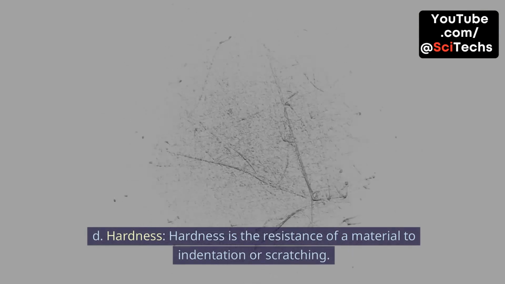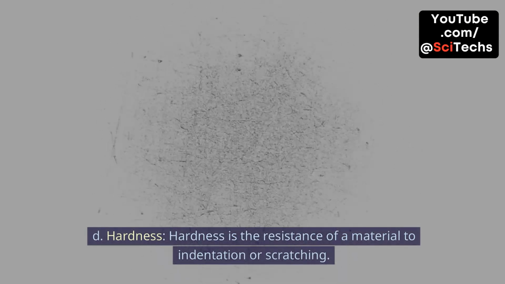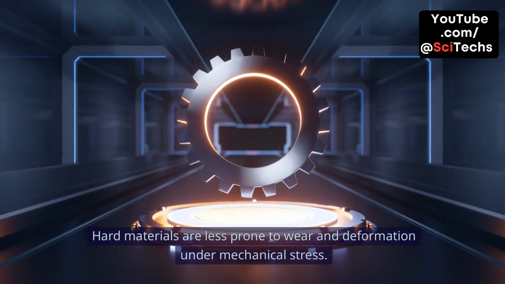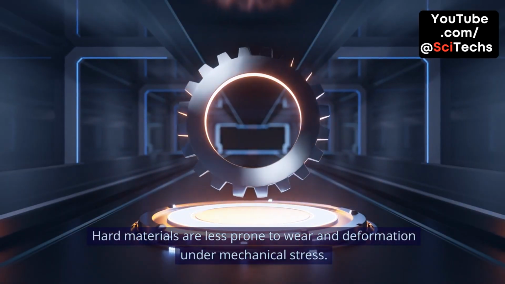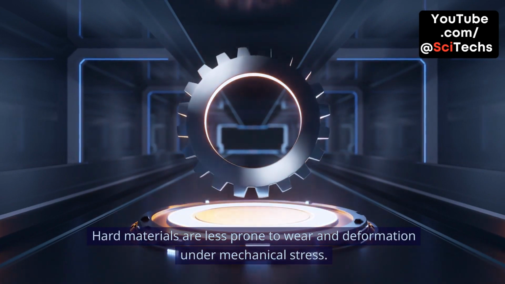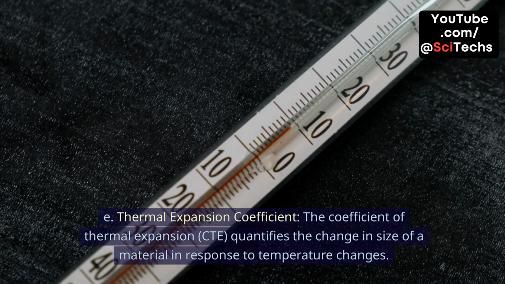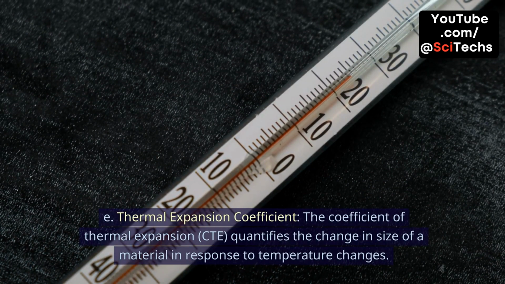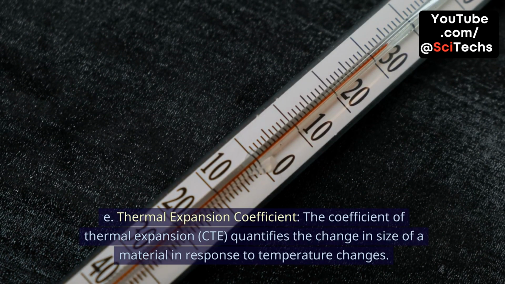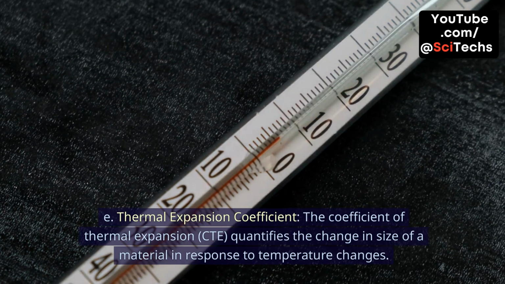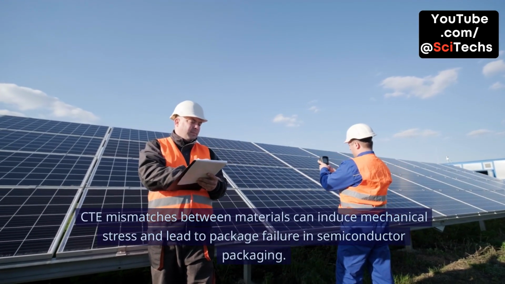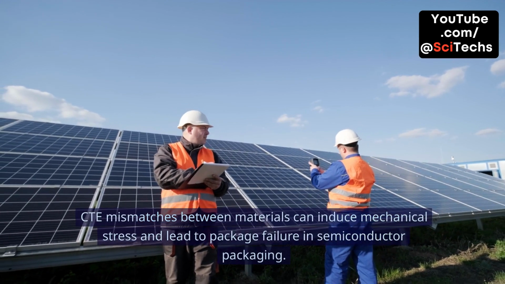D. Hardness. Hardness is the resistance of a material to indentation or scratching. Hard materials are less prone to wear and deformation under mechanical stress. E. Thermal expansion coefficient. The coefficient of thermal expansion, CTE, quantifies the change in size of a material in response to temperature changes. CTE mismatches between materials can induce mechanical stress and lead to package failure in semiconductor packaging.